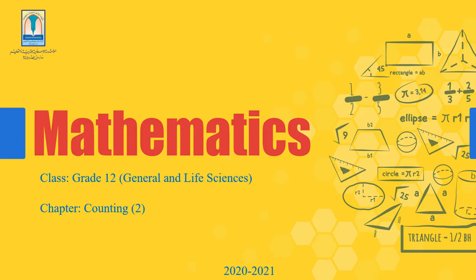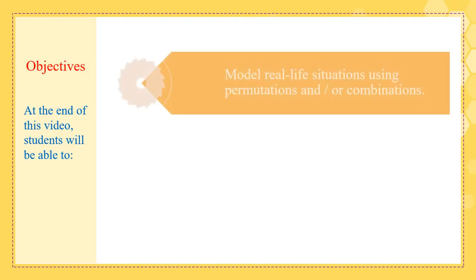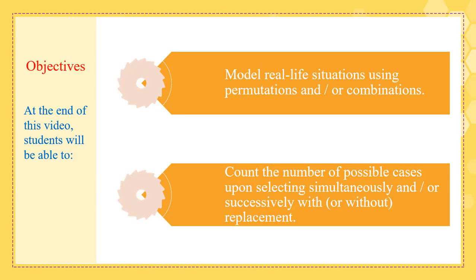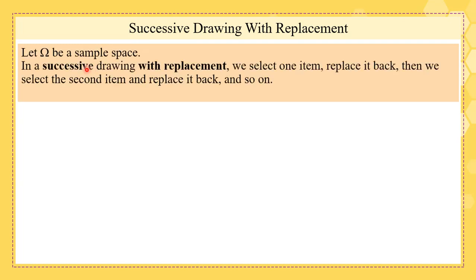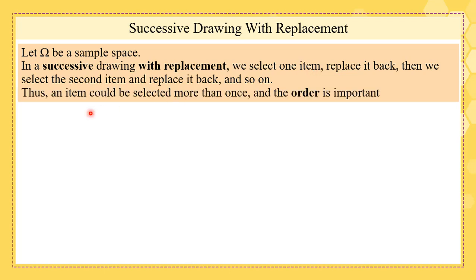Today we will continue talking about counting. Now let's continue talking about the successive drawing, but in this case we will talk about the successive drawing with replacement. Omega is a sample space. In a successive drawing with replacement, we select one item, we replace it back, then we select another item, we replace it back, and then we select a third item, we replace it back, and so on. Thus, an item could be selected in this case more than once, and the order is very important.